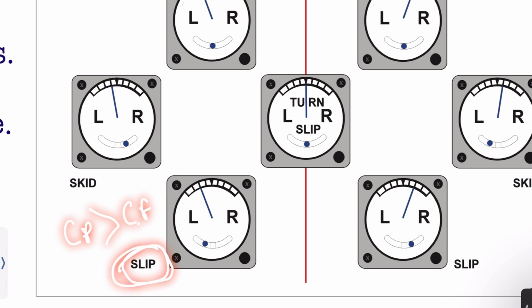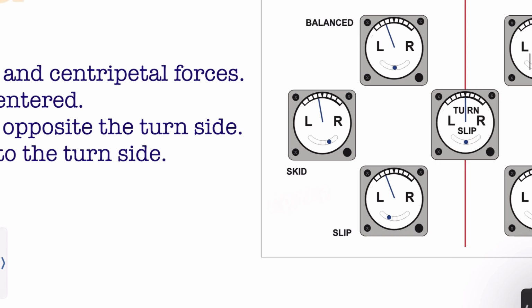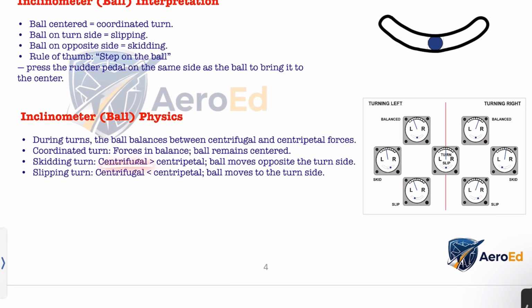Now in the case of skidding, you can see the skid. In the case of skidding, the centrifugal force is now more than the centripetal force. I am going to write this: centrifugal force is more than the centripetal force. So this causes the ball to move to the opposite of the turn side. I hope you understand the physics behind this.